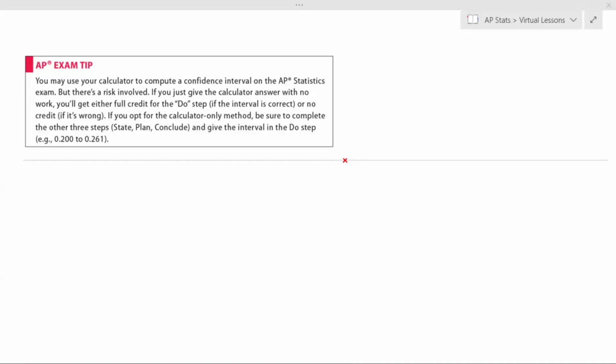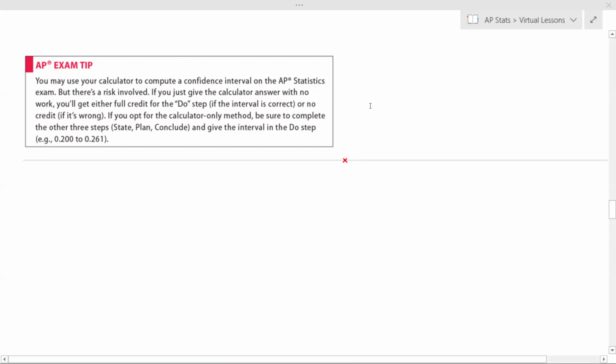Okay, so we're back with the second part of confidence intervals, and I just wanted to say one thing about confidence intervals before we jump into the second half of this section. You can use your calculator to compute a confidence interval on the AP Stats exam, but there's a risk. If you just give the calculator answer with no work, you'll either get full credit for the do step if it's correct, or no credit if it's wrong. If you opt for the calculator only method, be sure to complete the other three steps and give the interval in the do step.